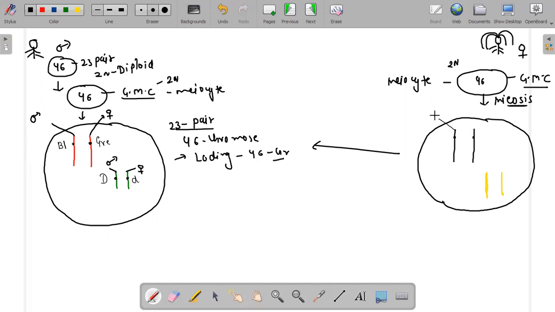for mother, she is getting this chromosome from her father and this chromosome from her mother, and she is getting this chromosome from her father and this one from her mother. So we know how we get chromosomes and how variations take place.